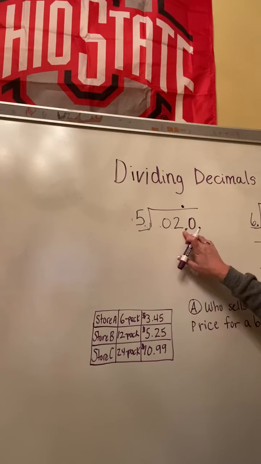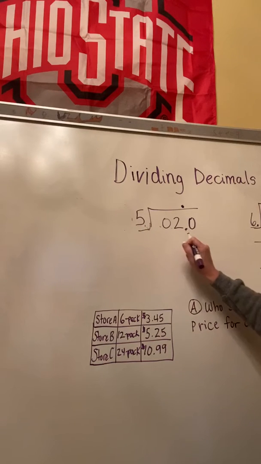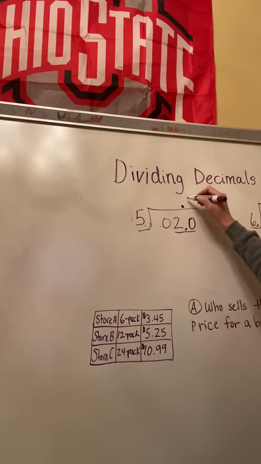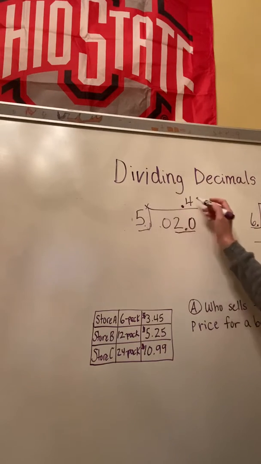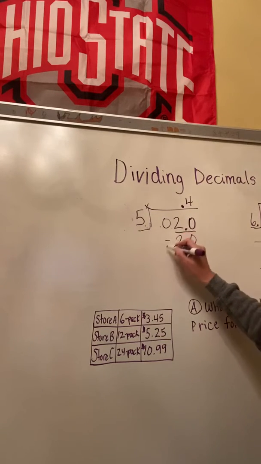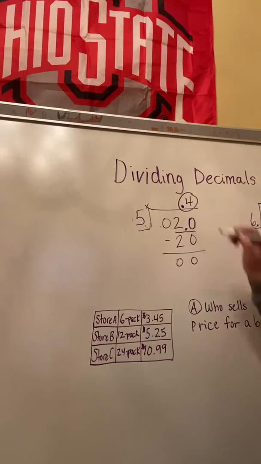So now we're going to pretend that decimal isn't there, and 5 goes into 20 4 times. And then we multiply. 5 times 4 is 20, and we subtract. So now we have 0, so our quotient is 4/10.